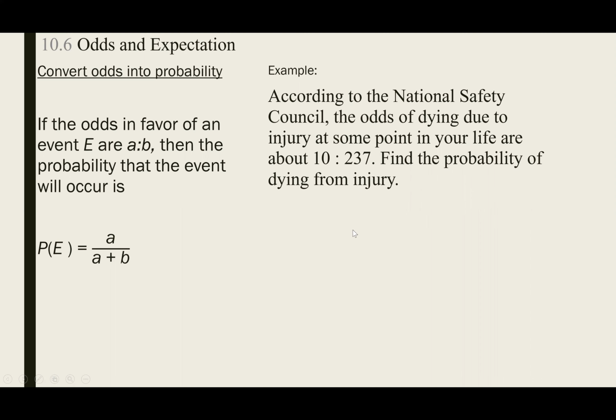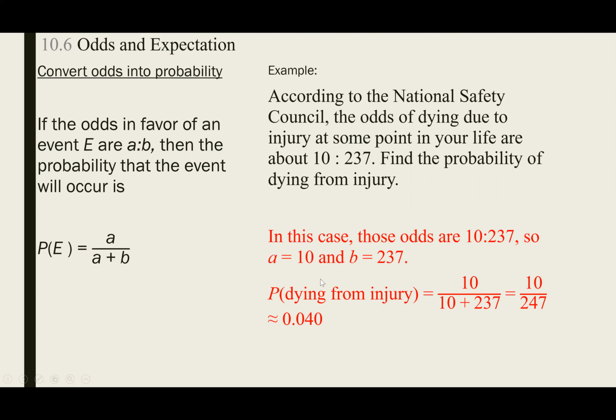Well, to find this probability, everybody see that my A is 10 and my B is 237. In this case, all I need to do is put 10 over 10 plus 237, which is 10 divided by 247. As you can see, it's not even 5%. It's only 4% to be exact, right? So 4% of dying from injury.